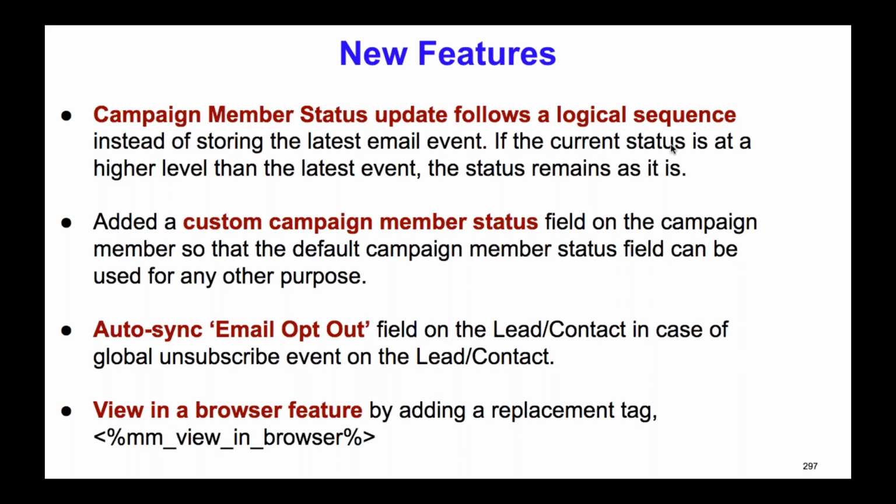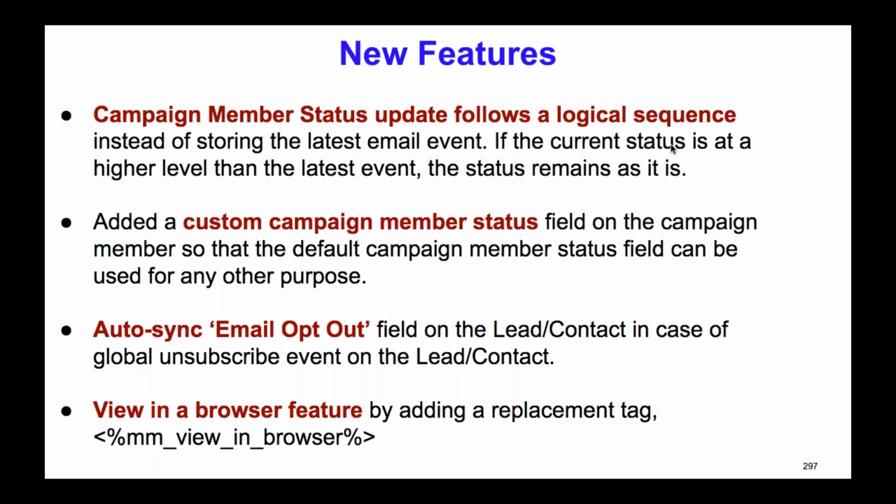To start with, most desirable feature, that is campaign member status update follows a logical sequence instead of storing the latest email event. So if you have been using MassMailer, what we've been doing is whenever you get an event, meaning like whether it is open, click, unsubscribe, bounce, whatever the latest email event may be, that is what we use to store as the campaign member status, provided you actually sent an email blast using Salesforce campaign.